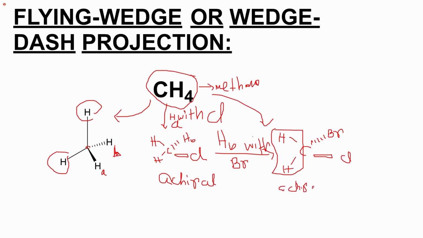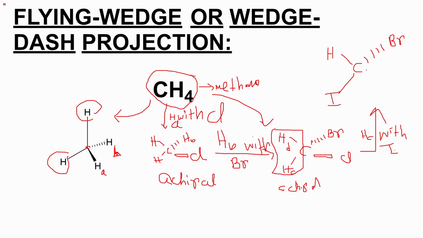Now let's suppose I want to replace these two hydrogens. This is HC and this is HD. Now I want to replace HC with iodine. Now what will I get? Now I will get the H and I in the plane. Now my below is the bromine and the above is the iodine.